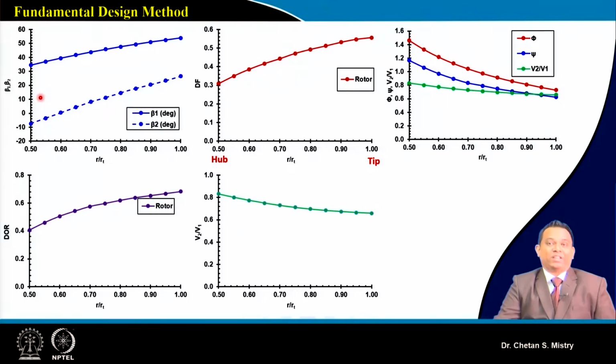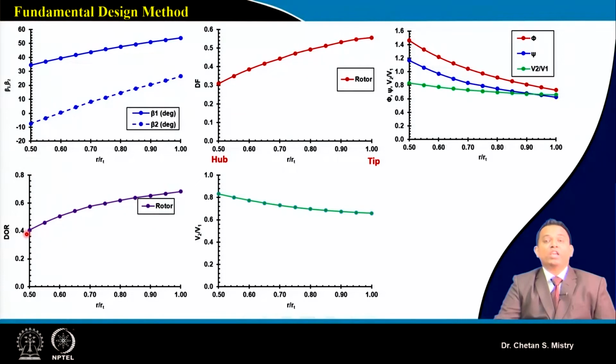Now, in this case this is representing my diffusion factor, and as we have discussed, it shows a higher diffusion factor near the tip region and comparatively lower at the hub. Now this is representing how my velocity components, loading coefficient and flow coefficient are varying, and this is the degree of reaction. You can see my degree of reaction varying from 0.4 to 0.68. Okay, now this will give an idea about the selection of this number.